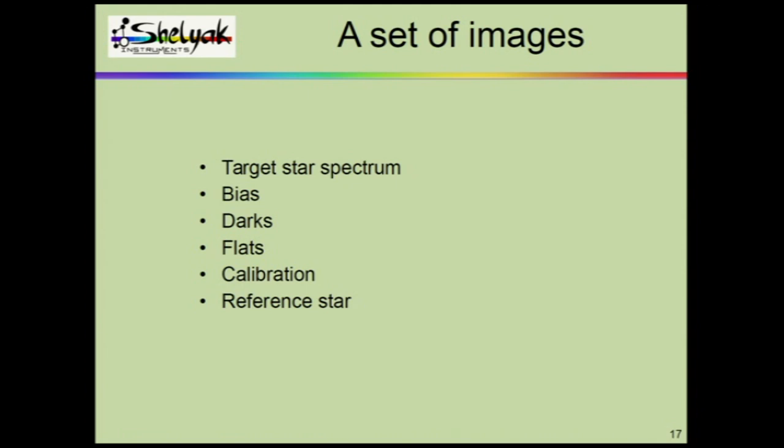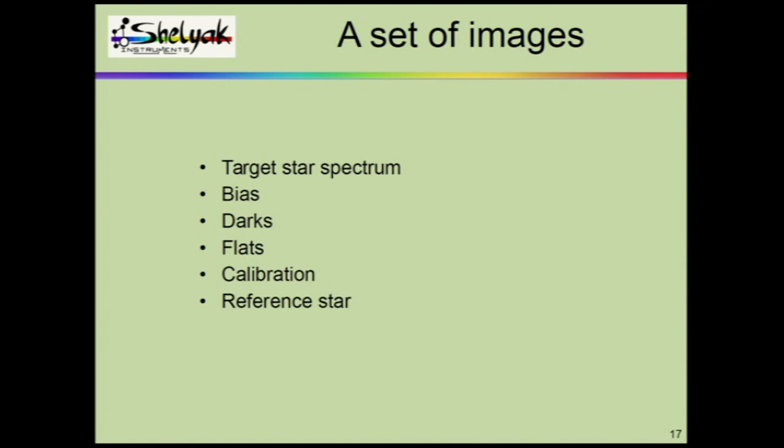Like in imaging or photometry, the flats are a little bit different, but the idea is exactly the same. On top of that, you must have a calibration spectrum to be able to calibrate your spectrum, to know which pixel is which wavelength. And you also have to take a reference star spectrum to be able to calculate the response curve of your instrument, because the instrument itself has a very important response curve depending on the wavelength.